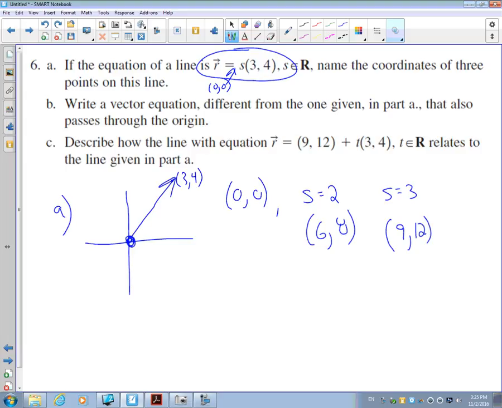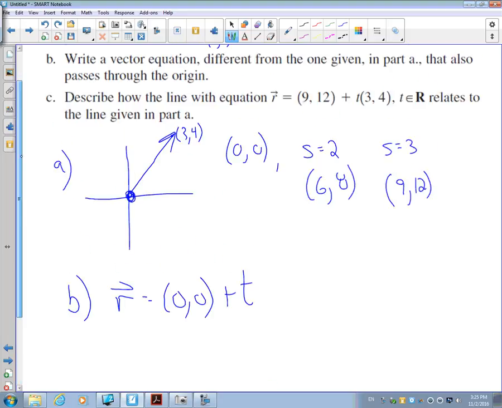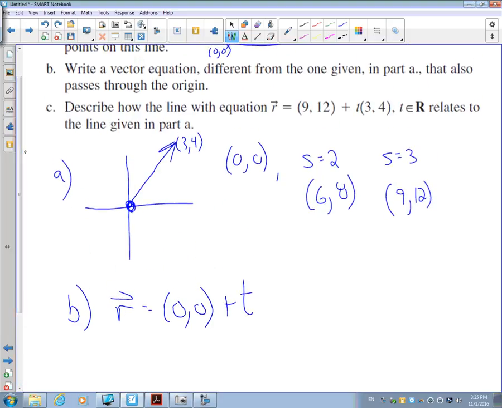Part B, write a vector equation different from the one given in part A that also passes through the origin. Okay, well, what's something that passes through the origin? R equals, and if we want to, we can put the numbers in here this time, and we can pick some other parameter, t, and it didn't say where it has to go, right? It just says something that goes through the origin, so we can pick numbers at random here. -4, 2. That would go through the origin. It would be left 4 and down 2, and it looks something like this. Again, your choice if you want to put that piece in there. It's assumed to be there if you don't see the 0, 0.